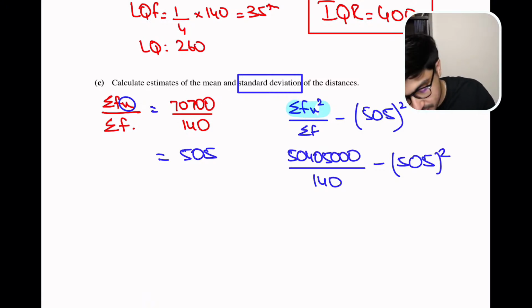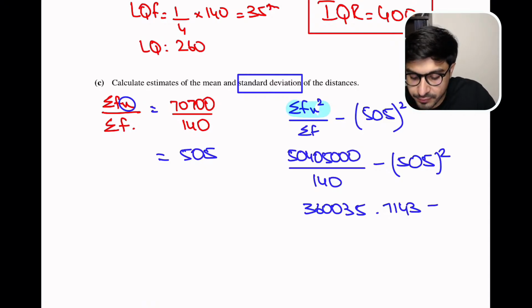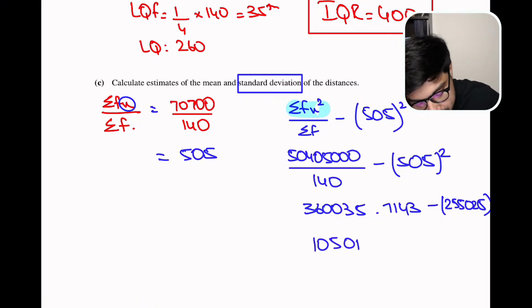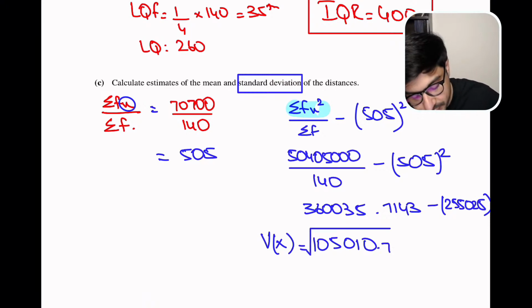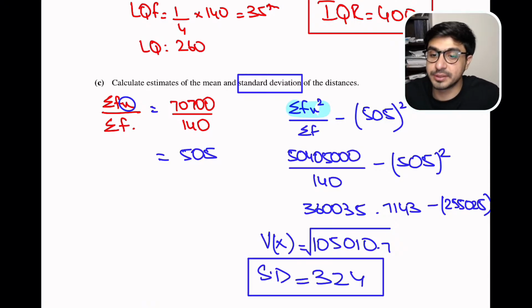So this becomes what? This will divide by 140, so it will become 360,035.7143 minus 505 square, which is 255,025. So it is going to be 105,010.7. This is the variance, guys. Now we need to figure out the square root, because we have to figure out the standard deviation. So the square root of the answer is going to be 324, and that is going to be my standard deviation in this case, and this is going to be the final answer.